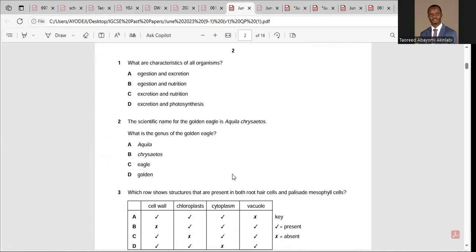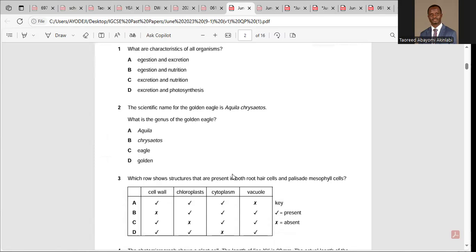For question 2, the scientific name for the golden eagle is Aquila chrysaetos. What is the genus of the golden eagle? Now, binomial nomenclature is a system of naming organisms using 2 names. Bi in science means 2. The first name is the genus, while the second name is the species.